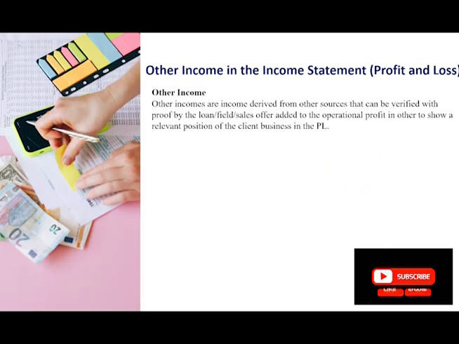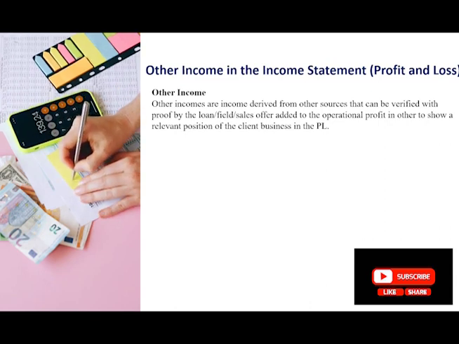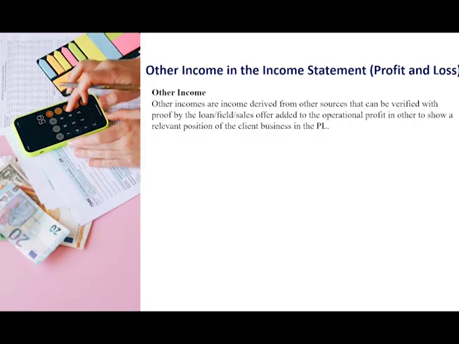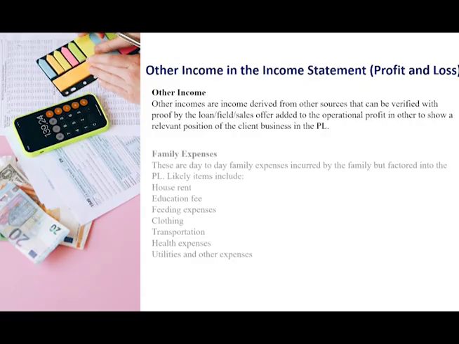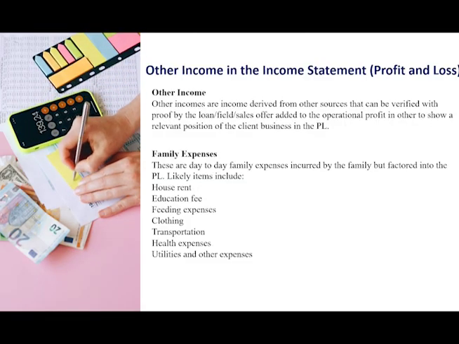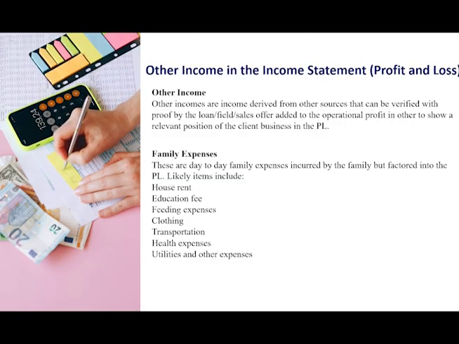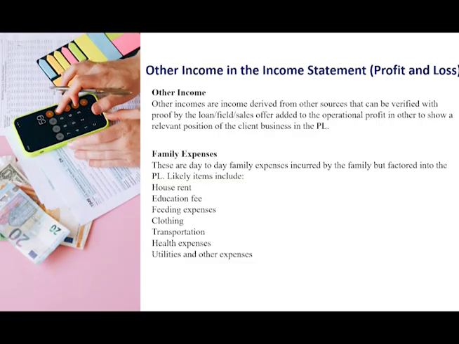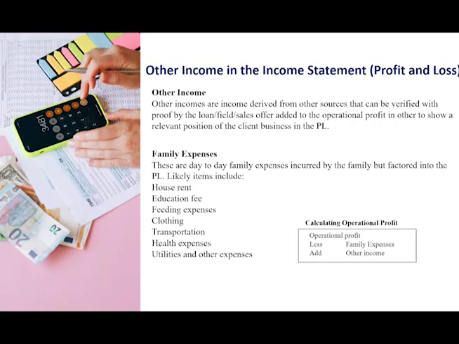Now let's talk about other income and the profit and loss. How to calculate other income and expenses in the profit and loss account. First, we look at the other income. Other incomes are income derived from other sources that can be verified with proof by the microfinance institution before being added to the operational profit, to show a relevant position of the client's business in the profit and loss account. Family expenses. These are day-to-day family expenses incurred by the family but factored into the profit and loss account. Items include house rent, education fee, feeding expenses, clothing, transportation, health expenses, utilities and other expenses.